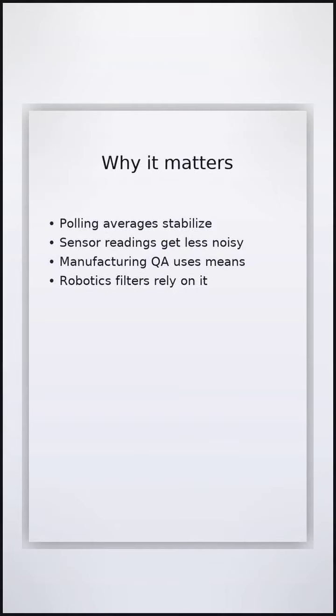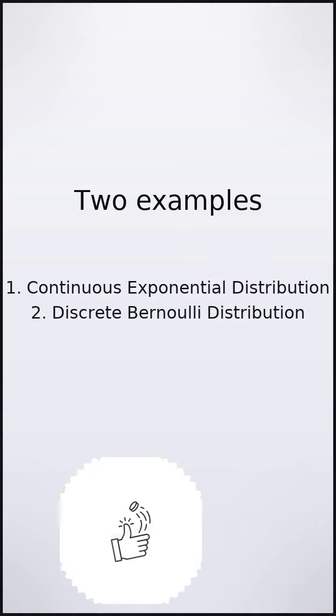Why does this matter in practice? Average several noisy sensor readings on a robot, and the result looks more Gaussian. Average polling responses from many people. The estimate stabilizes around a bell-shaped curve.